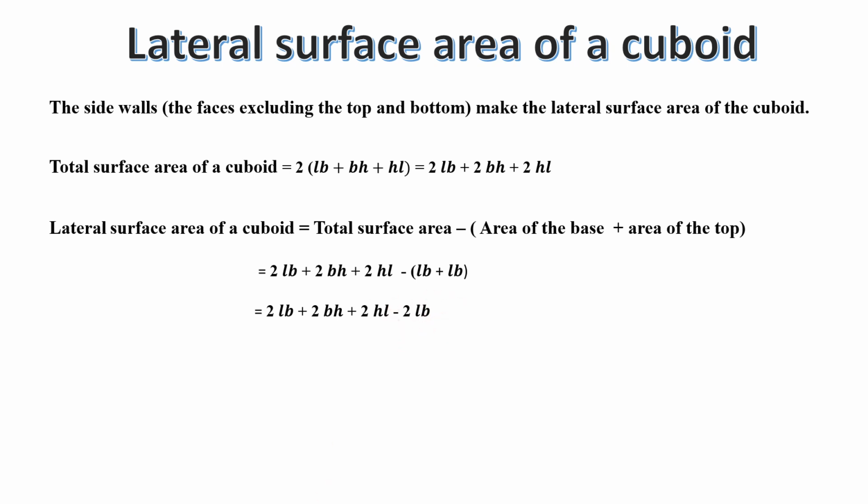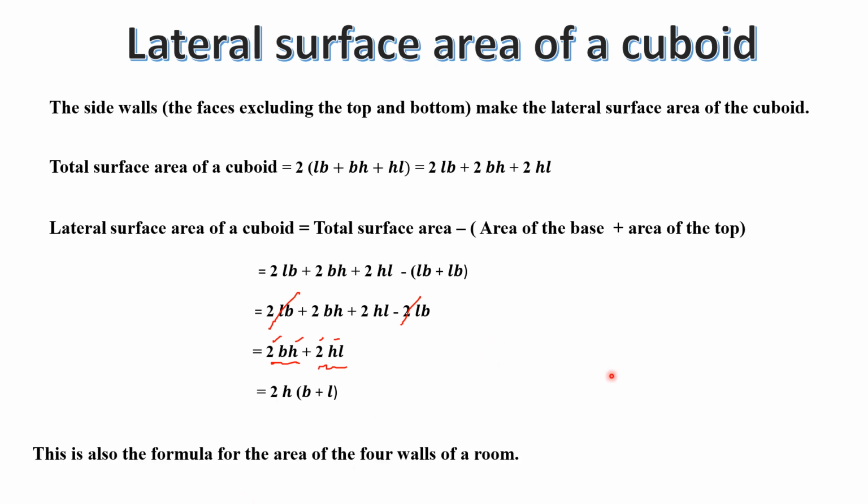If you subtract it, what will happen? This and this will get cancelled out, and you will be left with 2 times breadth into height plus 2 times height into length. From here, if you see, 2 and height are both common. So I am going to take them common. The formula will be 2 times height into the sum of breadth and length. This is the formula of the lateral surface area of the cuboid.